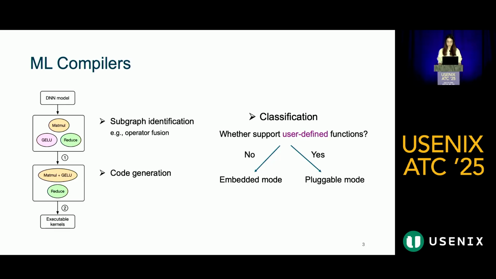And the typical workflow has two main steps. The first is subgraph identification. For example, operator fusion, where the compiler finds subgraphs that can be optimized together. Then comes the code generation, which generates the actual schedules and kernels for the subgraphs. To handle new expert-driven optimizations like the fused kernels we saw earlier, we can classify ML compilers into two types, embedded mode and pluggable mode. And this depends on whether they support user-defined functions or not.